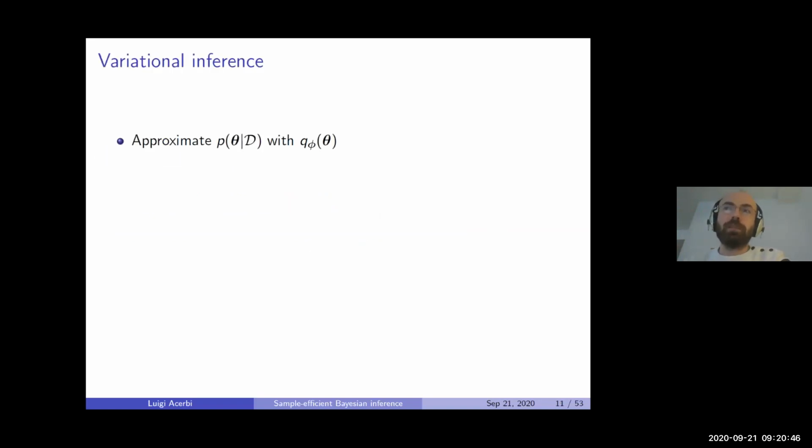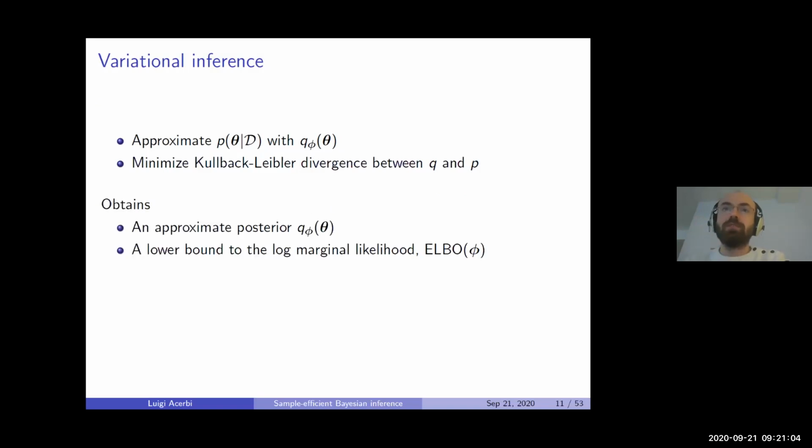In variational inference, we have a posterior, but instead of using the posterior, we want to approximate it with a family of distributions which are simpler in some way. And we do that by minimizing a measure of distance, not exactly, between two distributions, Q and P. It is a KL divergence, which is very much used in machine learning. What you obtain at the end is an approximate posterior, Q, parameterized by phi. And also we get for free, essentially, a lower bound to the log marginal likelihood, which is called the ELBO. So we get both a posterior and an approximation to the marginal likelihood, which is nice to have.